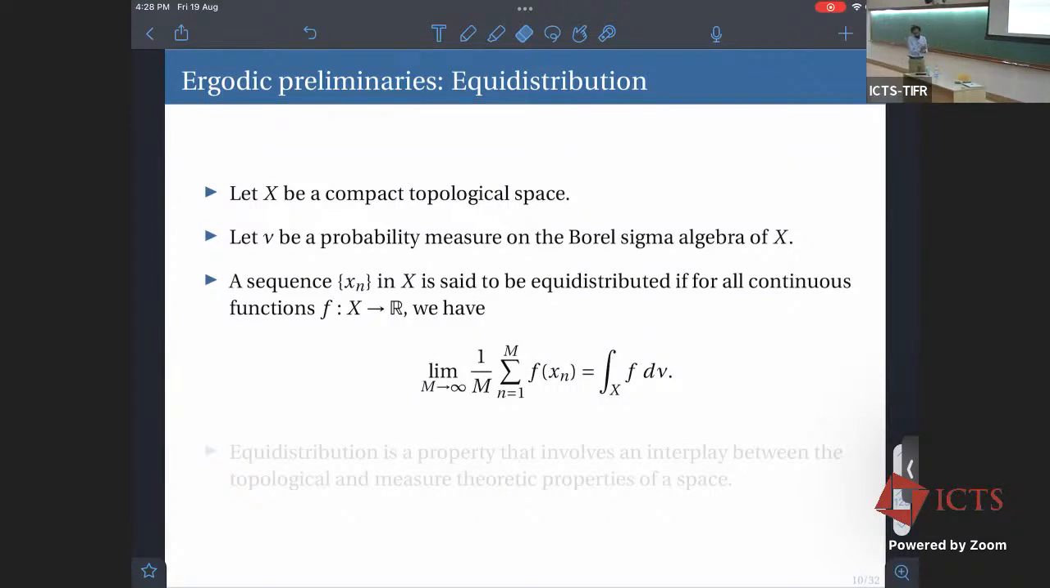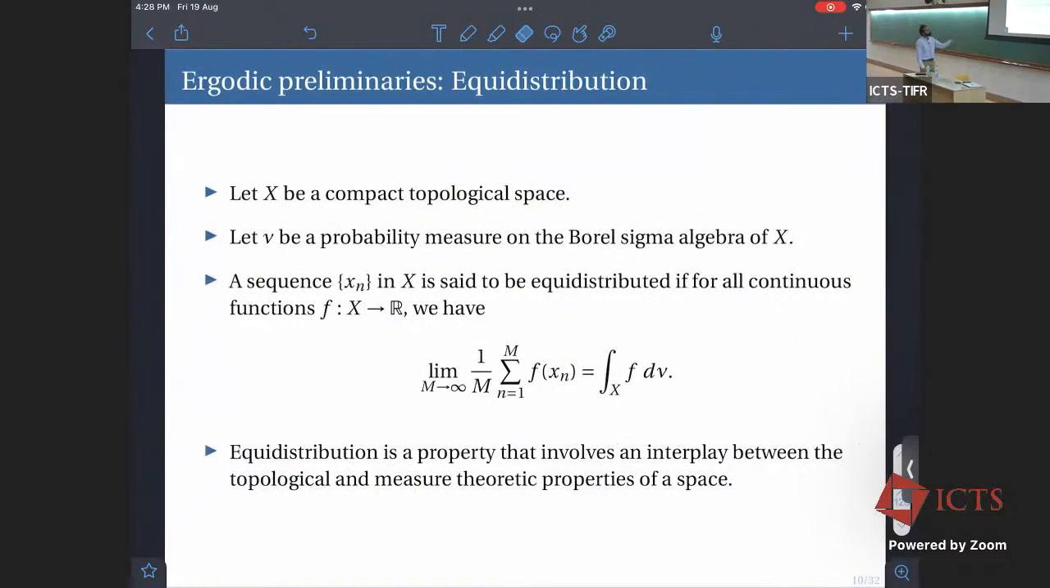Okay, so that's the formal way of defining equidistribution. But if you want to just think of equidistribution in [0, 1], it just means that you have a bunch of points, and the obvious thing, it just equidistributes. Okay, and maybe as a tagline, so this is continuous functions in the picture. This is measure in this picture. So the tagline is that it's a property that involves some interplay between topological properties and measure theoretic properties. Okay, so just a tagline.